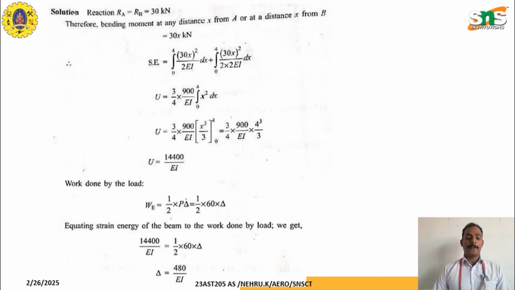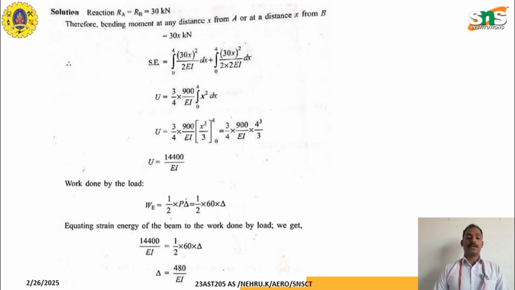60 kilonewton. So the solution for this beam: reactions RA plus RB, RA is equal to RB equal to 30 kilonewton. Therefore, the bending moment at a distance x from the support, we get 30x kilonewton. Strain energy U equals integral 0 to L of M squared by 2EI. Here, for span AB, the integral from 0 to 4 of (30x) squared by 2EI into dx, plus span BC, integral from 0 to 4 of (30x) squared divided by 2 times 2EI into dx.